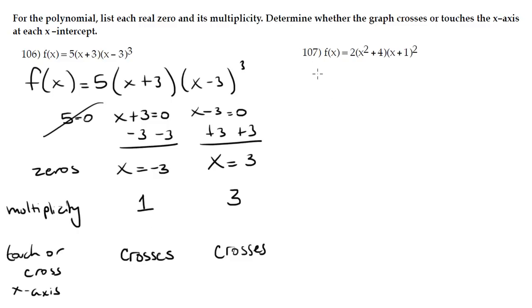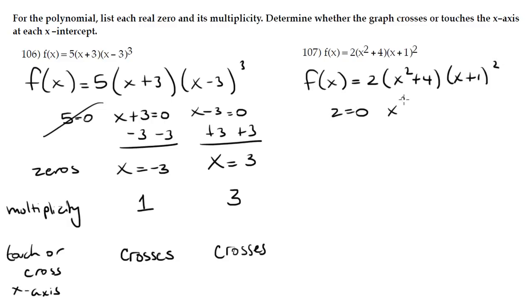We'll do the same thing for number 107. f of x is 2 times x squared plus 4 times x plus 1 squared. So set each factor equal to 0. 2 can't equal 0. That's out. Let's solve here. x squared equals negative 4.